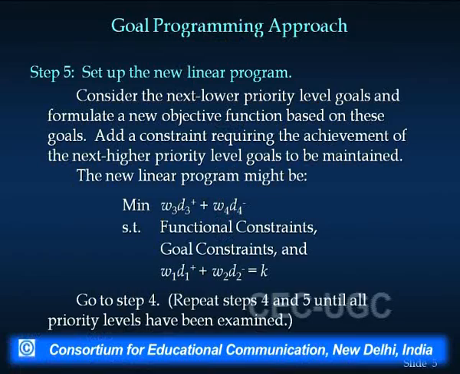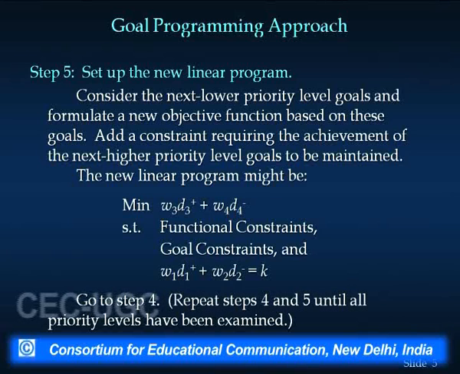Step number 5 is set up the new linear program. The initial linear program has already been set. Consider the next lower priority level goal and formulate a new objective function based on these goals. Add a constraint requiring the achievement of the next higher priority level goals to be maintained. The new linear program might be minimize W3 D3 plus W4 D4 minus.